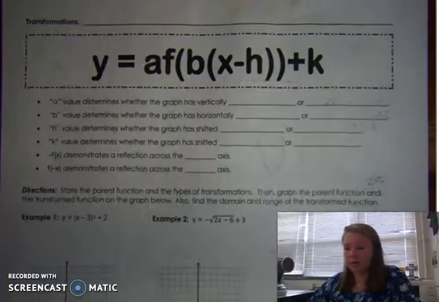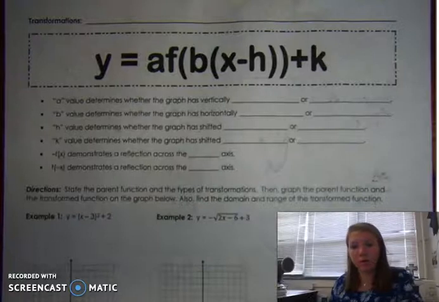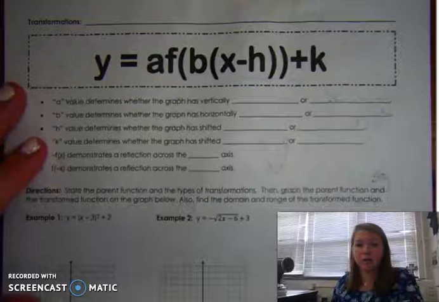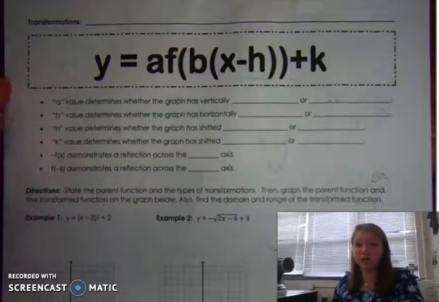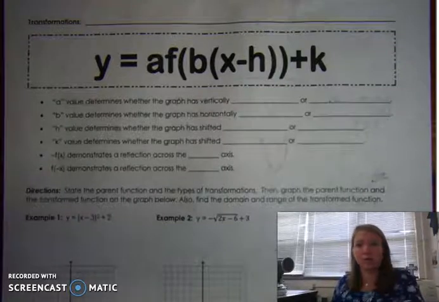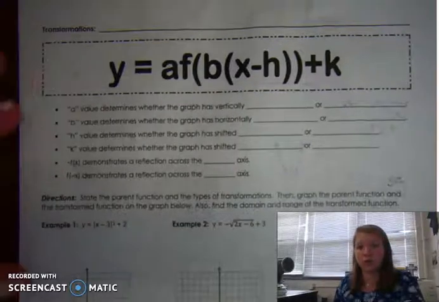The focus of this video is to talk about transformations of our parent functions that we learned about in our previous lesson. So a transformation can be any way that you change a function. You can shift it left and right, up and down. You can reflect it across the x or y axis. You can stretch or shrink vertically, stretch or shrink horizontally.